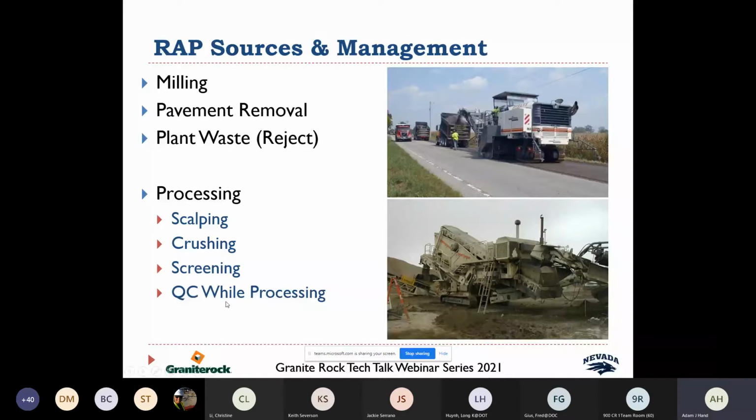Oh, I just got a note. You have an issue with slide changing, Shane? Yeah, we're still on the two milling pictures, the Indiana milling pictures. Huh. Okay, did that work?